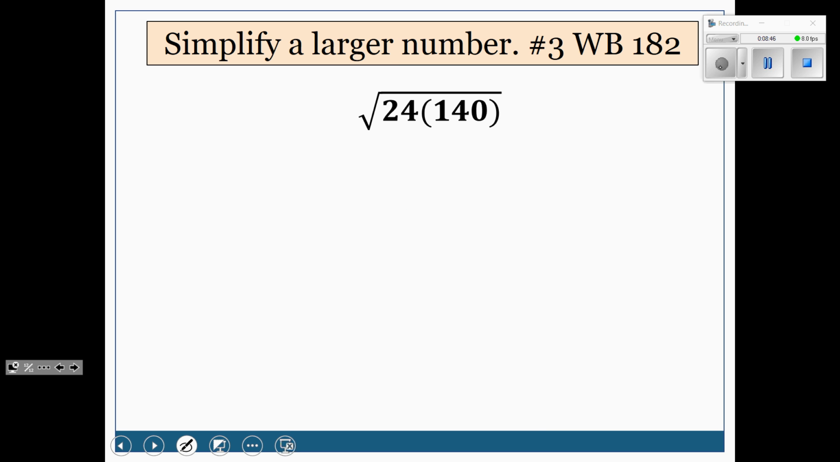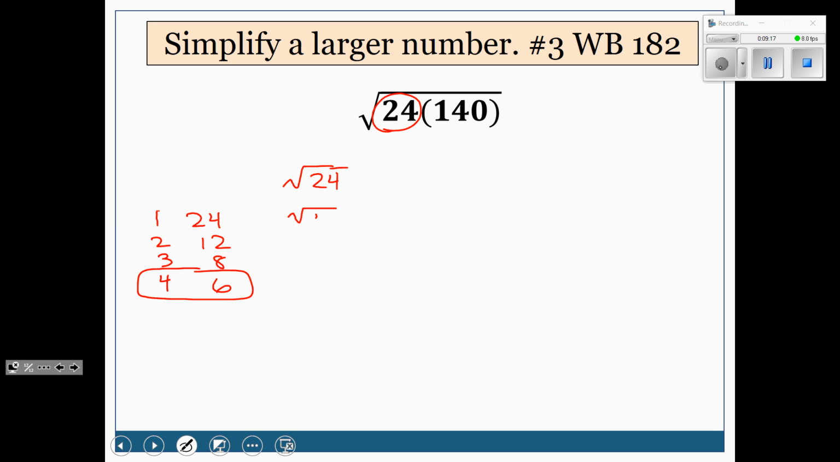This one is number 3 on Workbook page 182 if you're looking at it. How do we do larger numbers? You could multiply 24 times 140 and then try to find factor pairs for that, but the bigger the numbers get, the harder it is. So in this example, what I would do is take 24 and think, what factor pairs do I know for 24, and is one of them a perfect square? We have only one that has a perfect square number, which is 4.